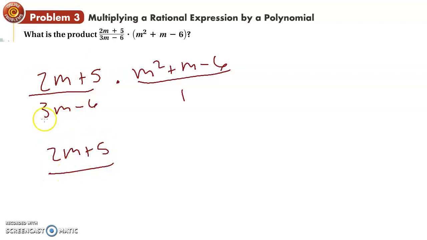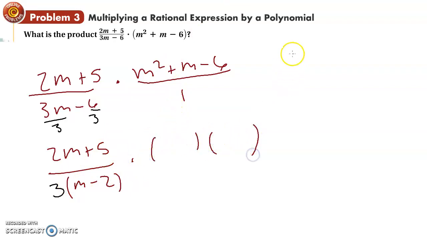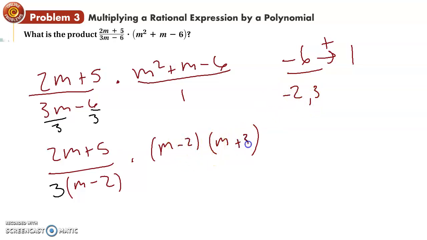All right. Are there any GCFs for this denominator? Yeah, they can both be divided by 3. So I have 3, and then left over, I would have m minus 2. And over here, I would have regular factoring. I need factors of negative 6 that add to 1, and that would give us m and m. That would be a 2 and a 3, negative 2, positive 3.